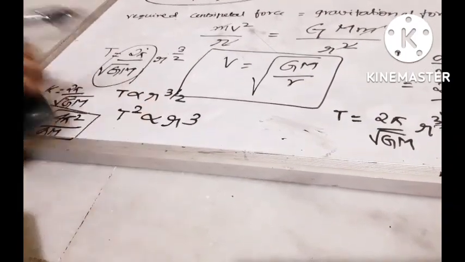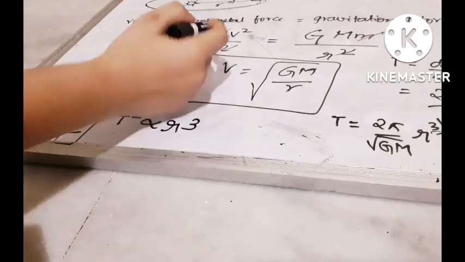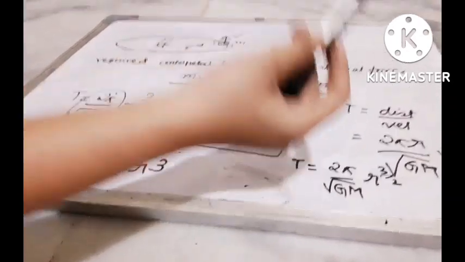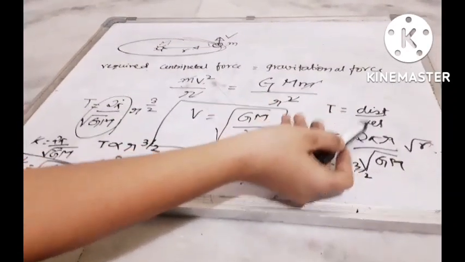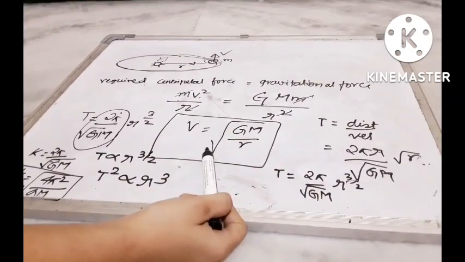So this is actually how we derive this. We derive from centripetal force and gravitational force, we take mv square by r, then gravitational force, then we find velocity, then we put it in the equation time is equal to distance by velocity. Distance is 2 pi r and velocity we found from this equation.